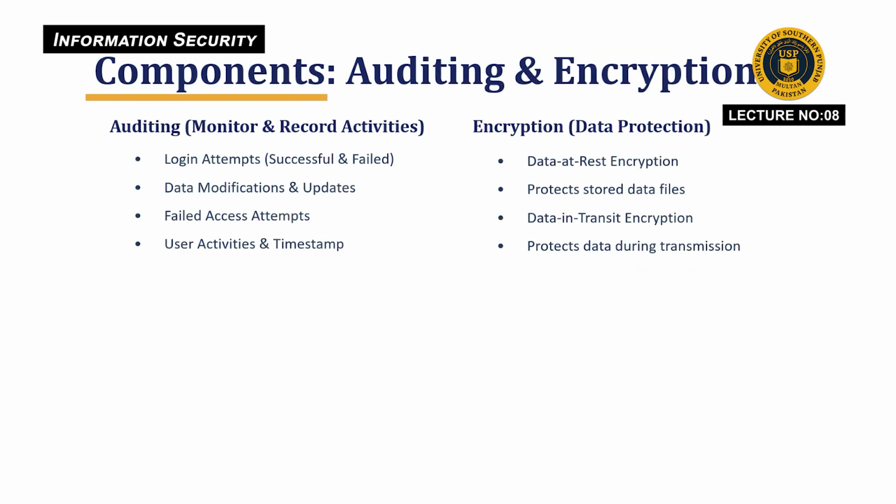Recording means recording all activities in the system. The system maintains logs of successful logins, failed logins, data modification, and user activities. Auditing helps organizations detect attacks, investigate incidents, and improve accountability. For example, if someone deletes a record, audit logs show who did it and when. Encryption converts readable information into cipher text. Only authorized users can decrypt it.